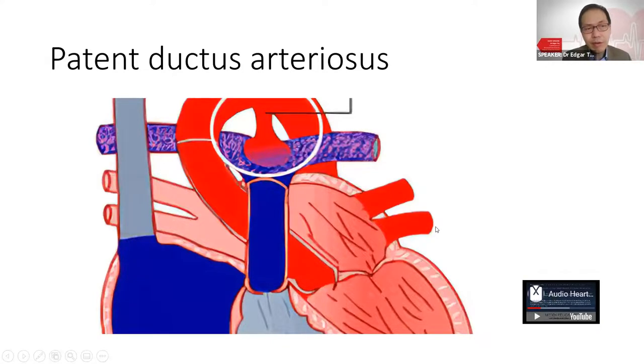So it's very rough, coarse, and it traverses the entire cardiac cycle from systole to diastole, and you hear a kind of continuous, very rough, machine-like murmur. And this is best heard just below the left-sided clavicle. And why is it important?